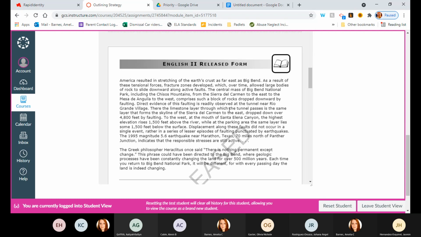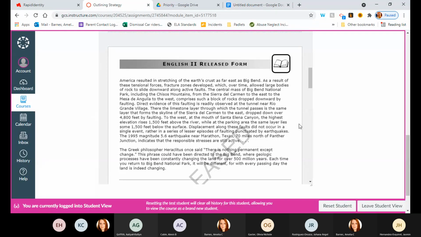There, the limestone layer through which the tunnel passes is the same layer that forms the skyline of the Sierra del Carmen to the east, dropped down over 4,800 feet by faulting. To the west, at the mouth of Santa Elena Canyon, the highest elevation rises 1,500 feet above the river, while at the parking area, the same layer lies some 1,500 feet below the surface.